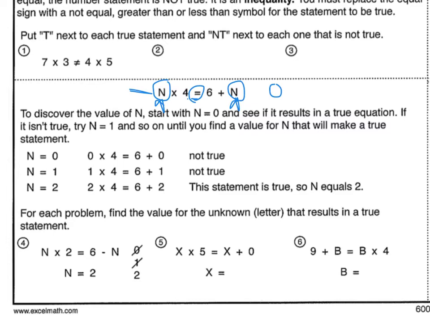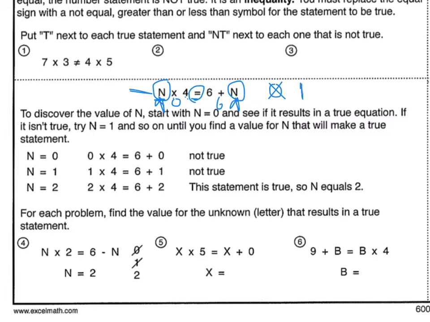All right, so let's plug in 0 to the n side here, or to this first n. 0 times 4 is, of course, equal to 0. And then let's plug the same 0 into the other side because it's n also over here on the right side. 6 plus 0 is equal to 6. So if I plug a 0 in, I get 0 on one side and I get 6 on the other. Is 0 equal to 6? Well, no. So 0 does not work.